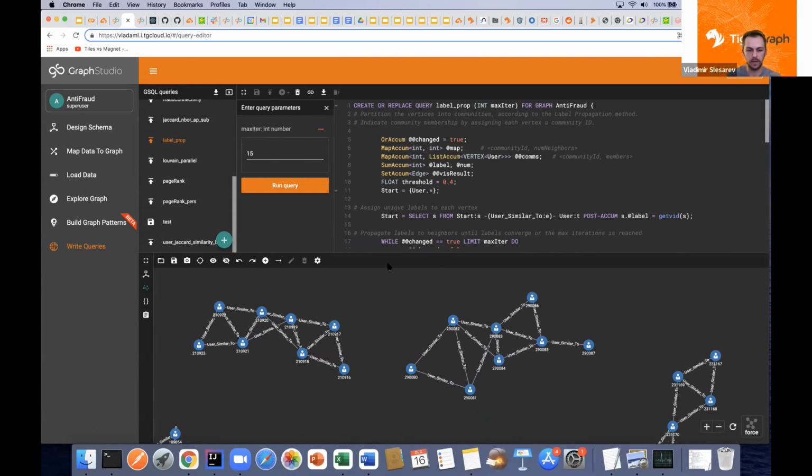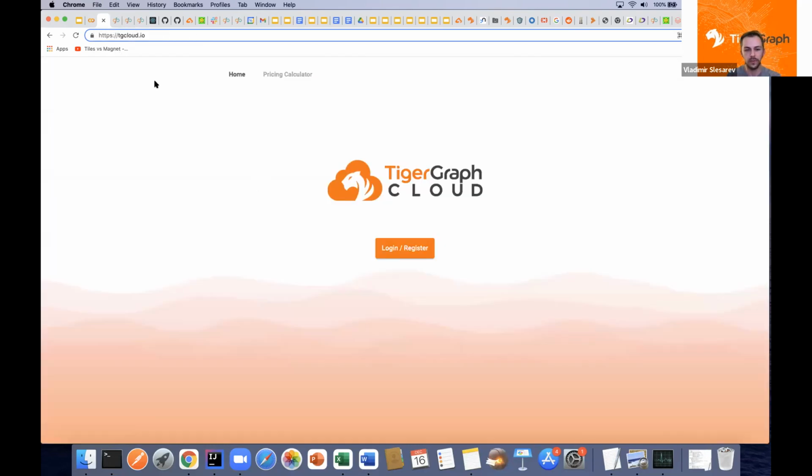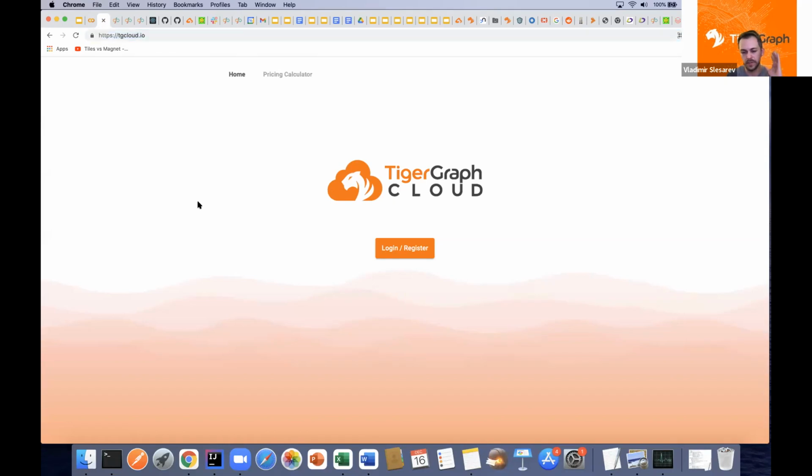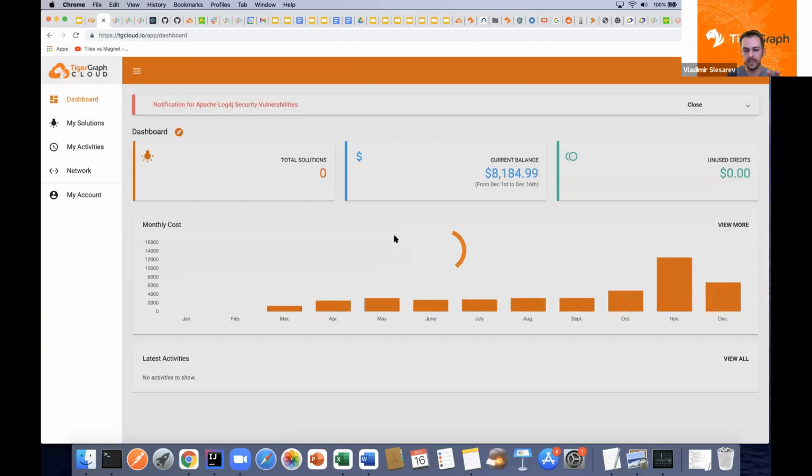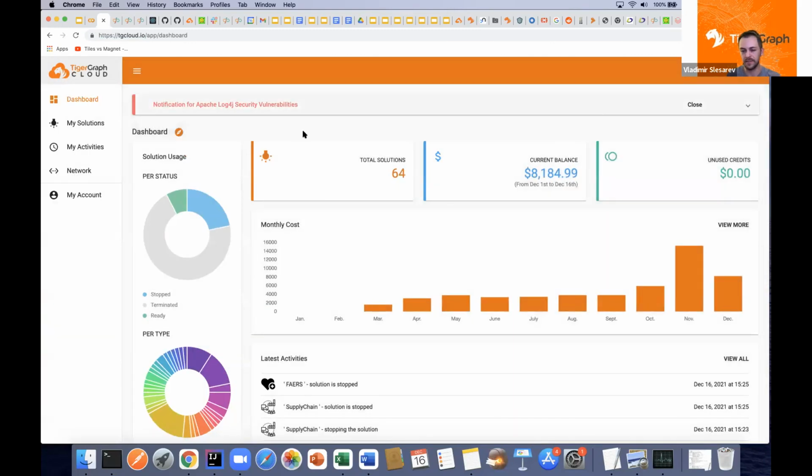Now, how do I get started with all of this? It's a question of signing up on TgCloud.io. Of course, you can also download TigerGraph binaries from our website. But a lot of folks, when they're starting out, just want a simple plug and play database as a service solution. And this is exactly what we offer with TgCloud. It's really easy to log in and register. I just SSO'd in there through Google. You can go ahead and create your own account.